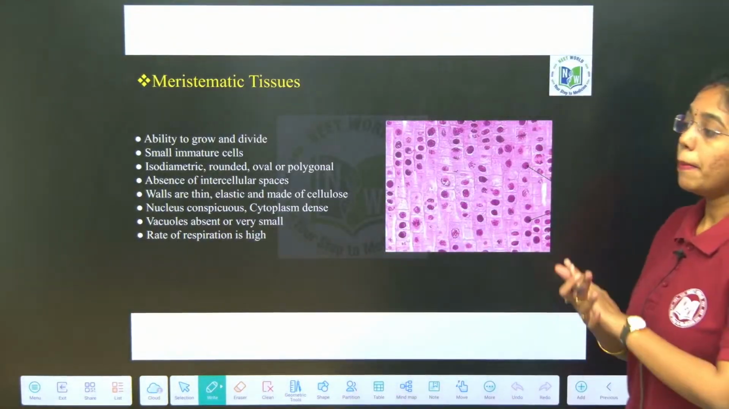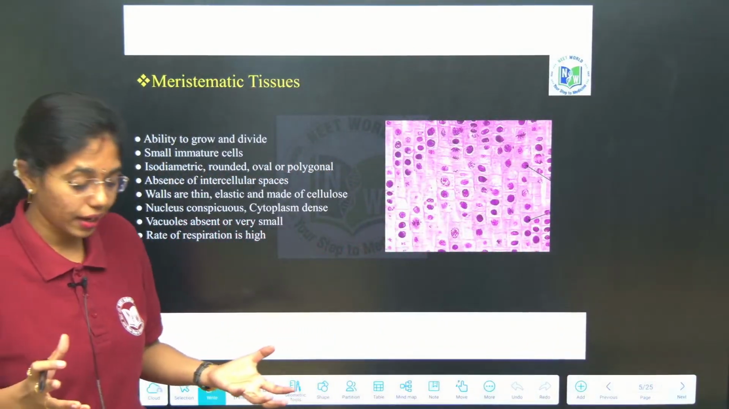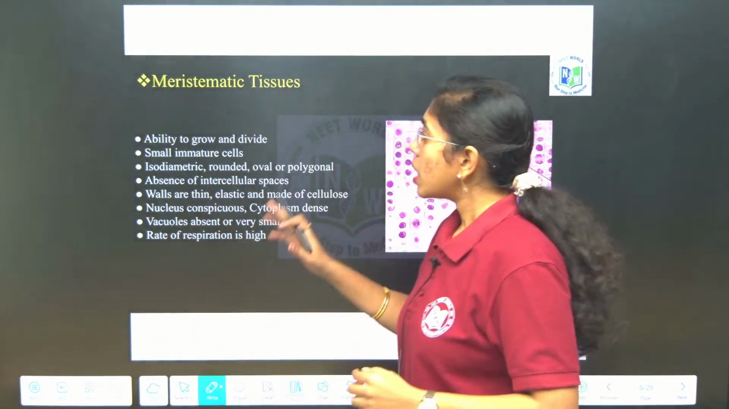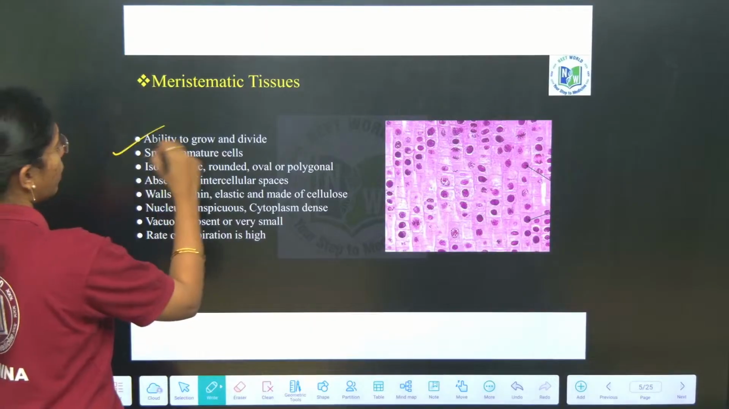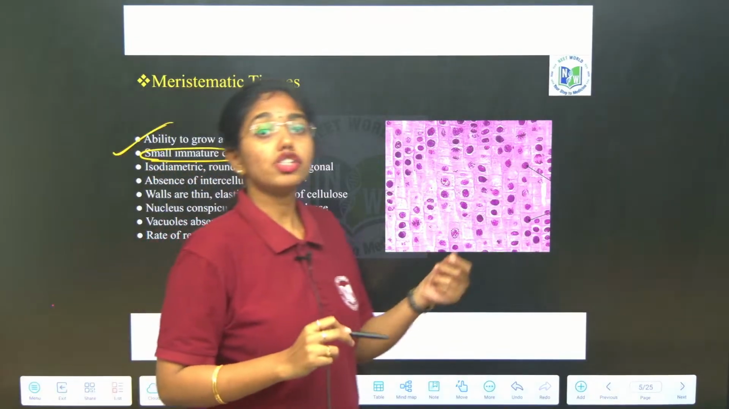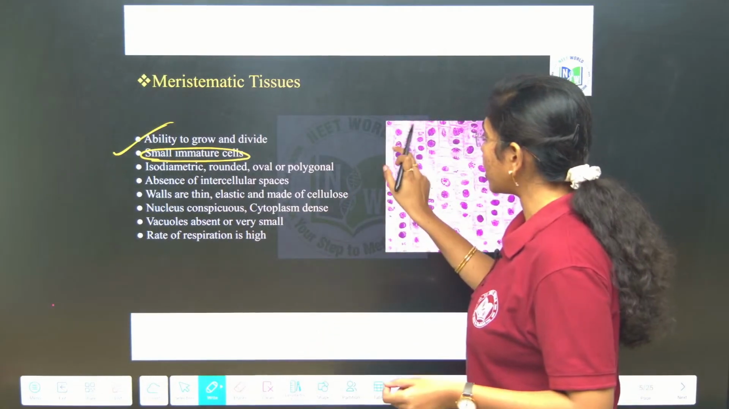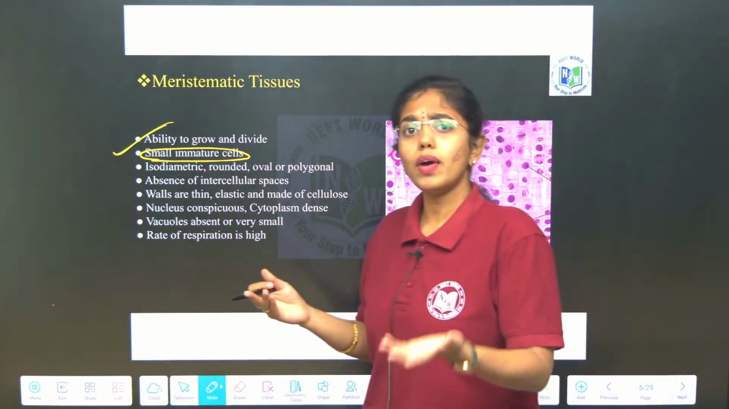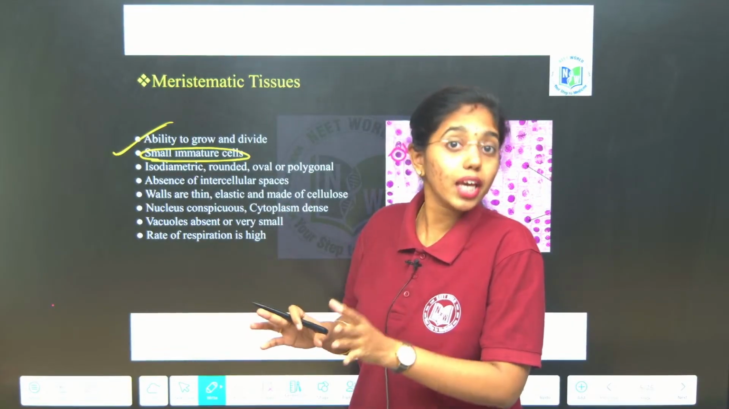Now we will begin with the meristematic tissues. Before dealing with the meristematic tissues like apical meristems and intercalary meristems, it is very important to know the general characteristics of meristematic tissues. The general characteristics of meristematic tissues include they have the ability to divide, ability to grow and divide, and they are small immature cells. They are isodiametric. Isodiametric means they have equal dimensions in length, breadth and height. All the cells will have equal dimensions. They can exist in any shape, round, oval, spherical, polygonal, but all the cells are isodiametric. They have equal diameters.